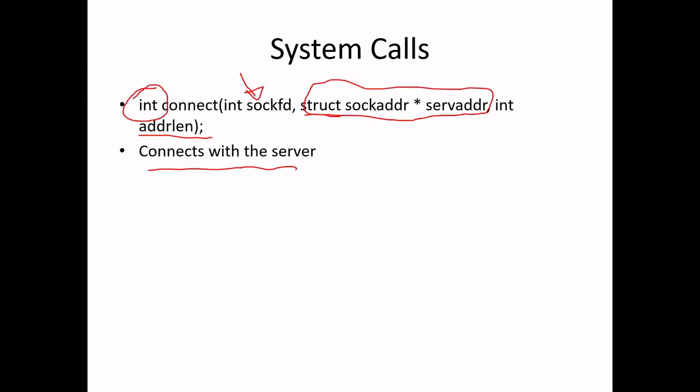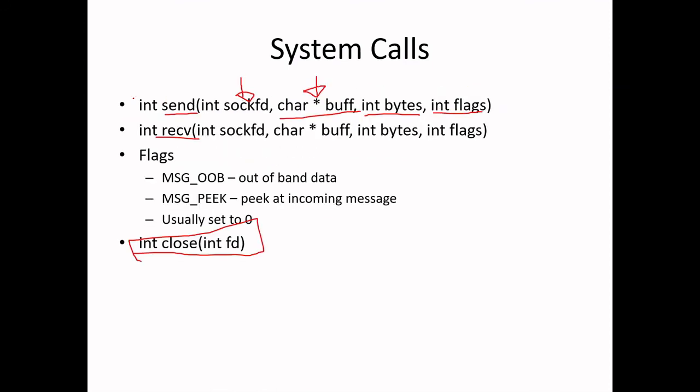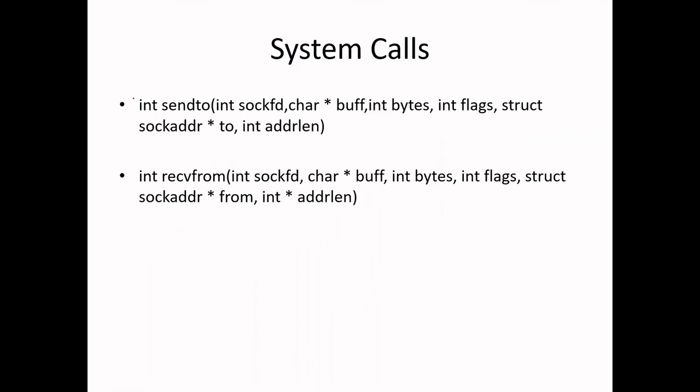Using that you can check whether the connection has been established or not. And once that is done, you can simply use send and receive. In the case of TCP, since the connection is already there, you can use send and receive functions for sending and receiving data. So TCP is over. Now we're talking about UDP.